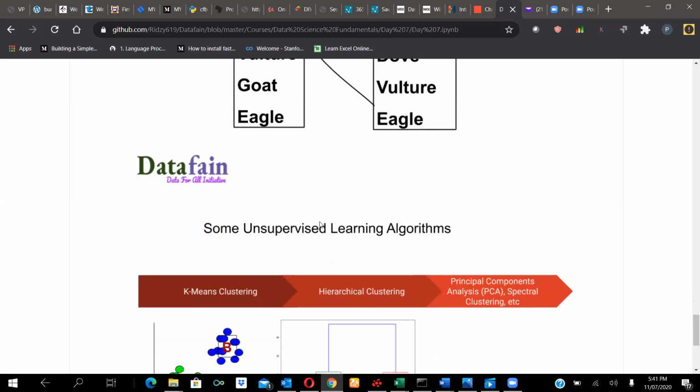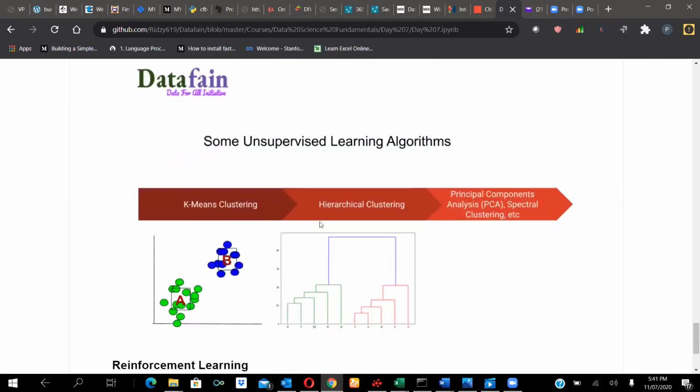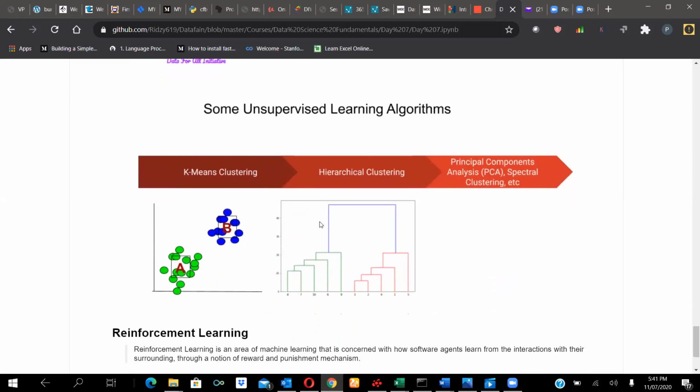unsupervised learning. Now, just like supervised learning, there are a couple of things that also exist in unsupervised learning. You have k-means clustering, hierarchical clustering, principal component analysis, spectral clustering, and a lot of others. There are a whole lot of other algorithms under unsupervised learning, right? But we'll go into explaining them one after the other.